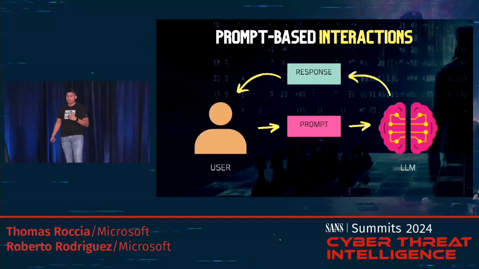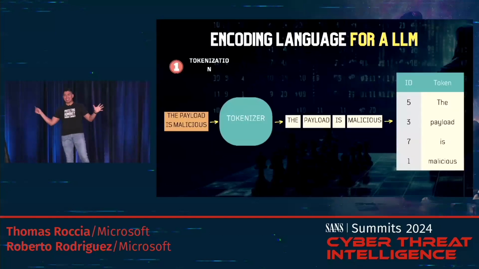Now, we all are familiar with this. We send a question, we expect a response, right? This is known as prompt-based interaction. Very simple. Let's just take it to the next level. When you send a question to these chatbots, you're not just sending text for the LLM to process. There are actually at least some basic steps happening in the middle.